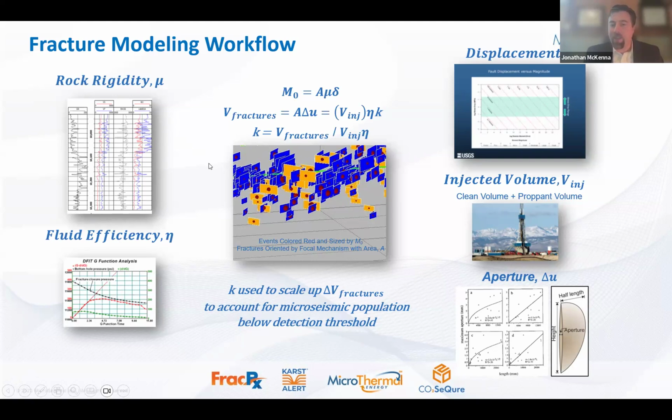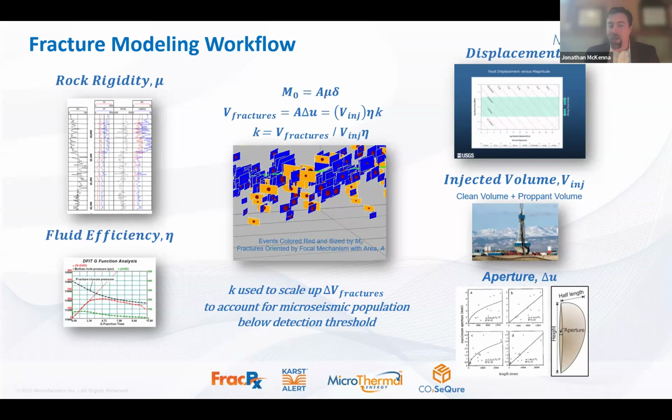But then we also calibrate our fracture model so that the total volume of our fracture model is going to be equal to the injected slurry volume minus any fluid that's leaking off from the formation, which can be measured from a DFIT test. And the reason that we do that is because we don't detect every single event. Some of the events are below our detection threshold, and we don't detect those. So we have to account for the fact that we are missing some of the population, and we need to scale up our fractures or enlarge them slightly to accommodate those missing events, that missing event population.